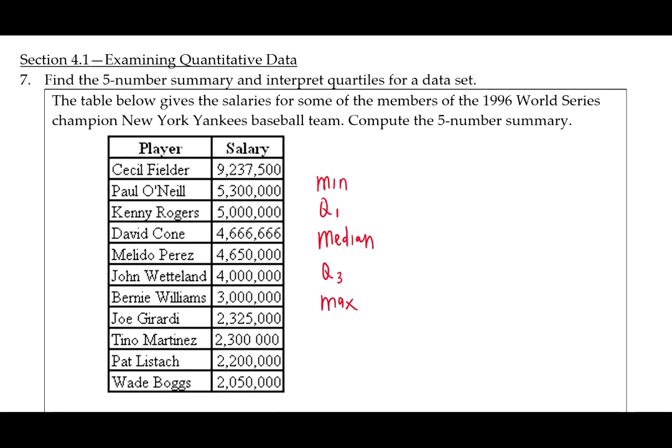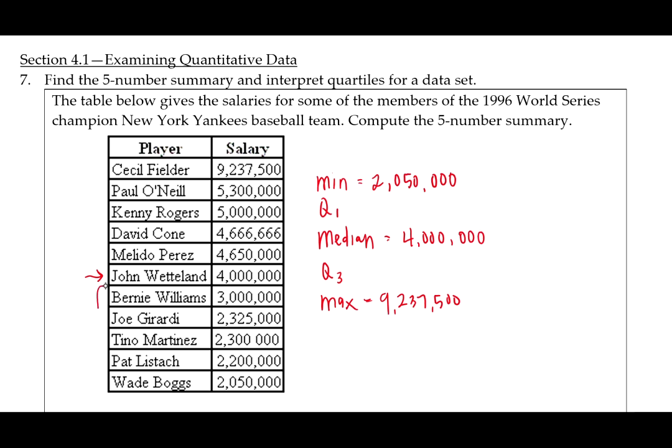We can easily find the minimum. That's the value there for Wade Boggs. We can also easily find the maximum, which is the value for Cecil Fielder, 9,237,500. The median then is the middle value. If I count these data values, there are 11 of them, and the middle value is this one for John Wetteland. There are 5 values higher than him and 5 values below him. So the median, the value that is splitting these data in half, is 4 million.